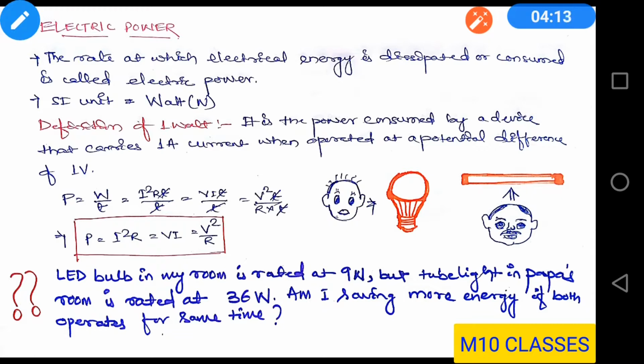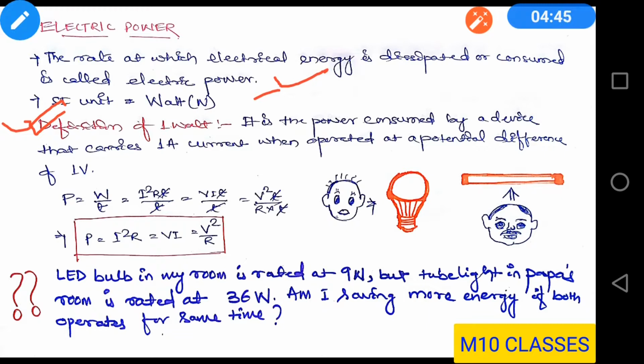What is power? In class 9th you have already read about power. Power is the rate at which work is done. Now what is electric power? The rate at which electric energy is dissipated or consumed is called electric power, and the SI unit is watt. So what would be the definition of 1 watt? This is important. It is the power consumed by a device that carries 1 ampere current when operated at a potential difference of 1 volt. This is the definition.